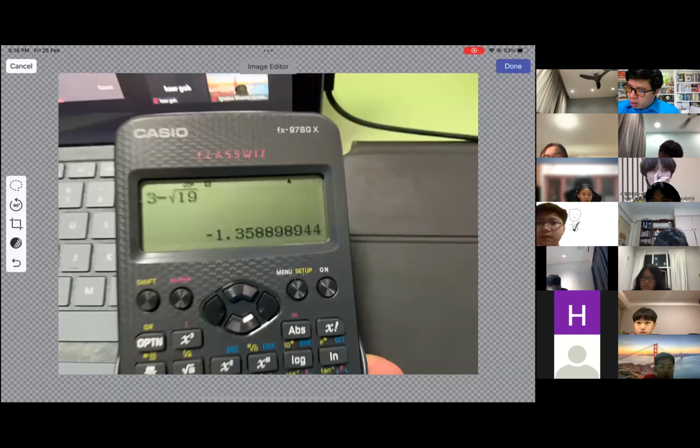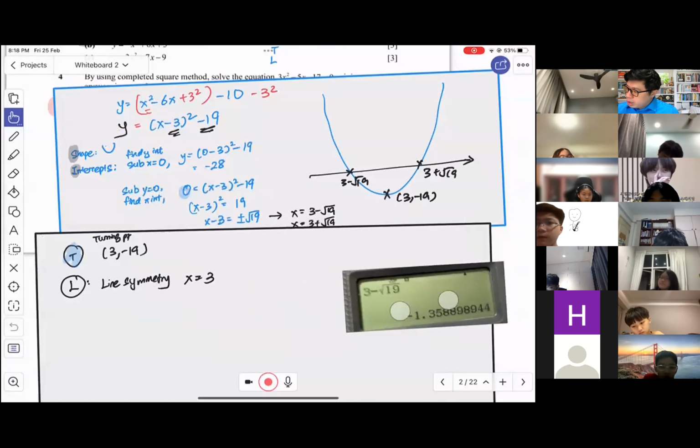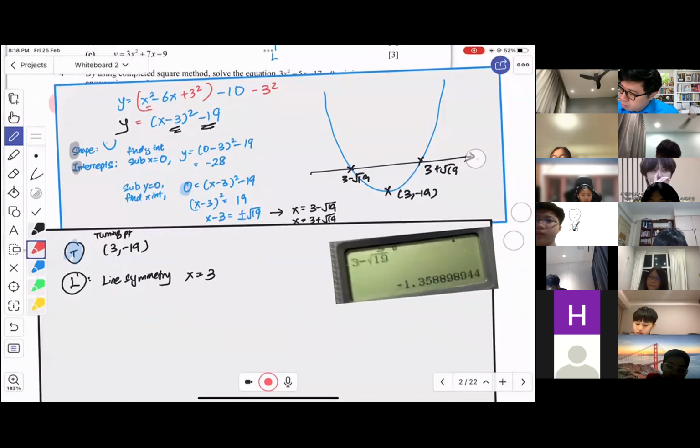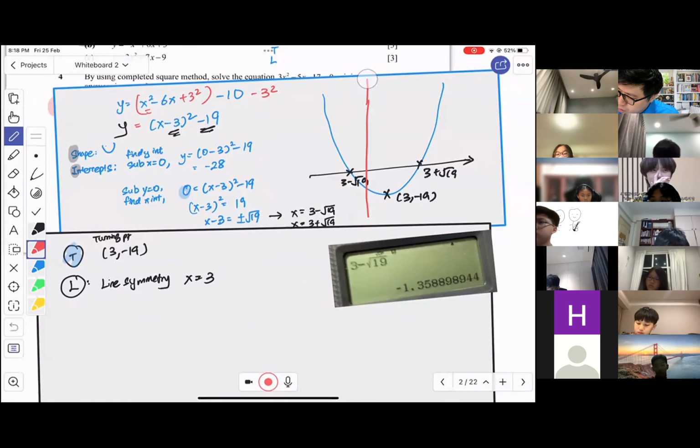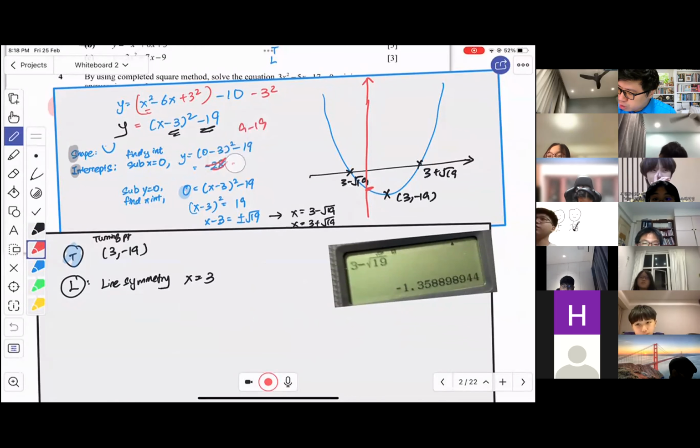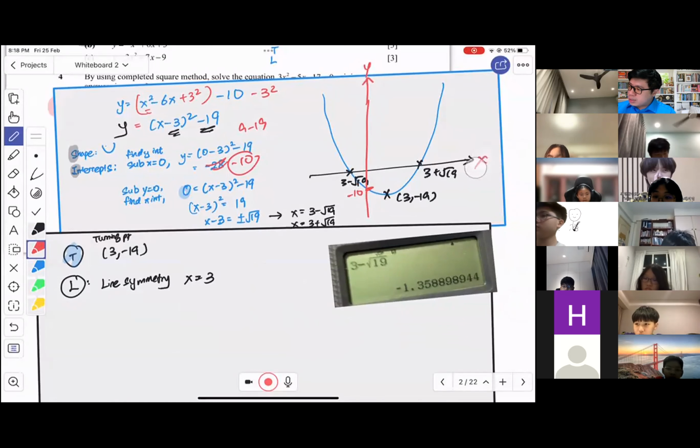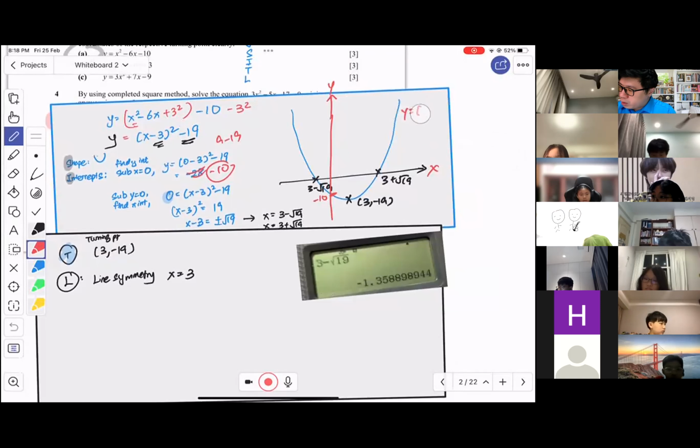So I'll actually do all this when I'm drawing the graph. It's about somewhere here. So that means my y-axis should be to the left. Then 3 plus square root 19 is to the right side. Correct. Okay, so then it will be over here. 9 minus, sorry, this is 9. 9 minus 19 should be negative 10. My bad. So this is negative 10. And from here, this is my equation, y equals (x minus 3) squared minus 19.